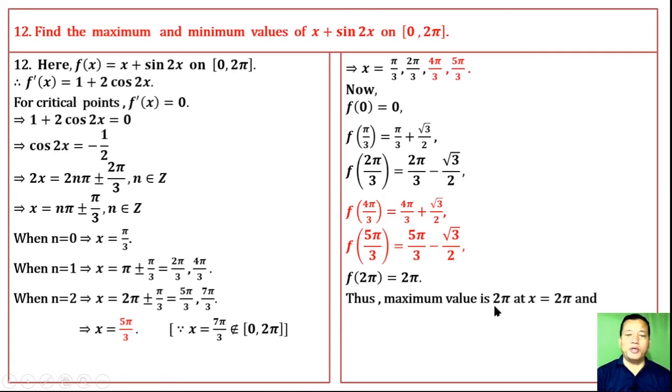Thus, maximum value is twice pi, at x equal to twice pi, and minimum value is 0, at x equal to 0.